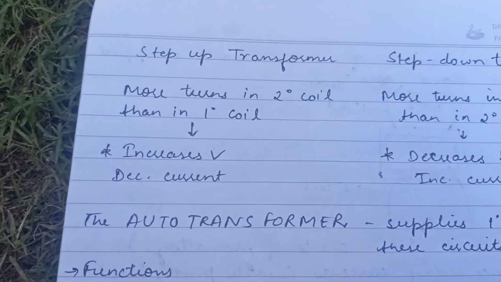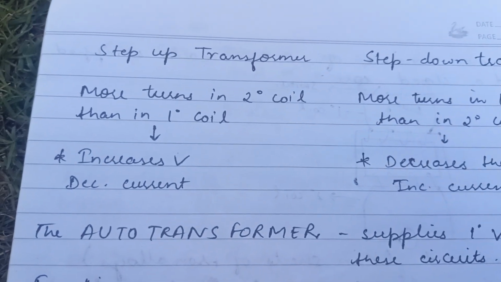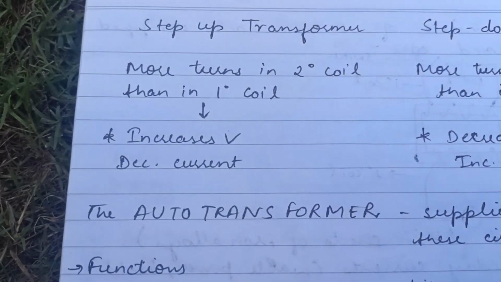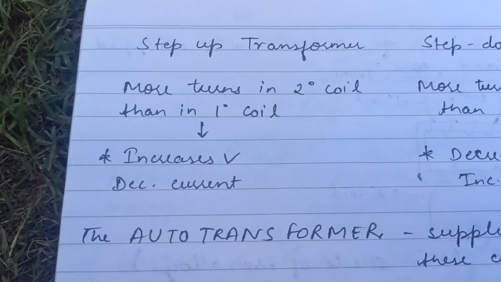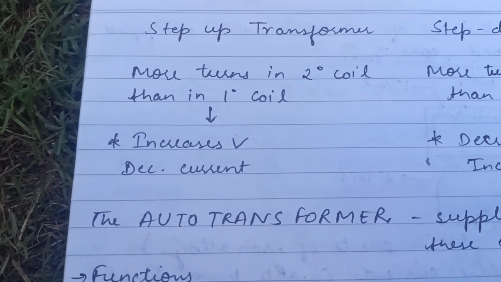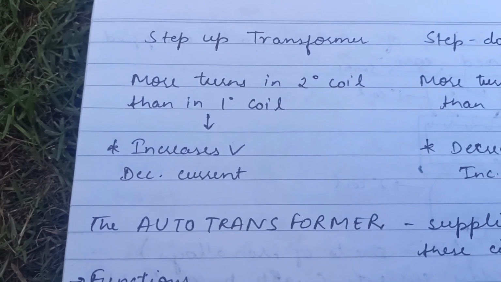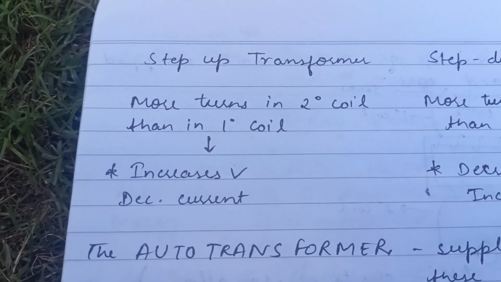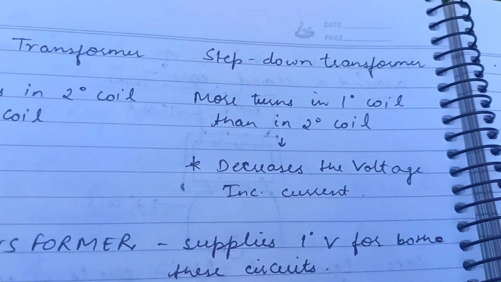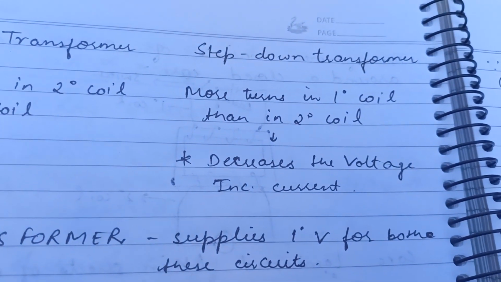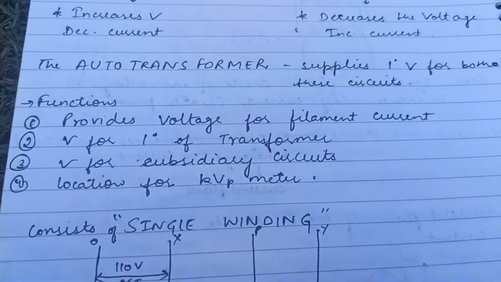There are two types of transformer. One is the step up transformer and one is the step down transformer. Step up transformer has more turns in the secondary coil than in the primary coil, and therefore it increases the voltage but it decreases the current, because voltage is inversely proportional to current. This is according to the first law and the second law. Step down transformer has more turns in the primary coil than in the secondary coil, therefore it decreases the voltage and therefore increases current.